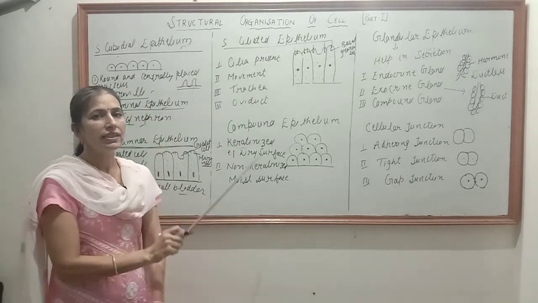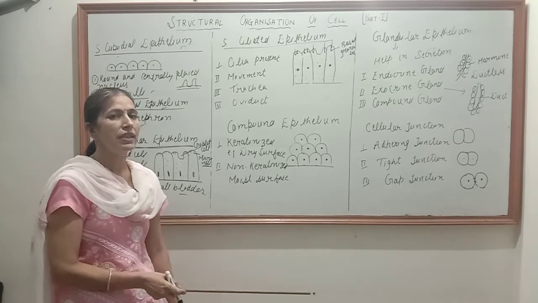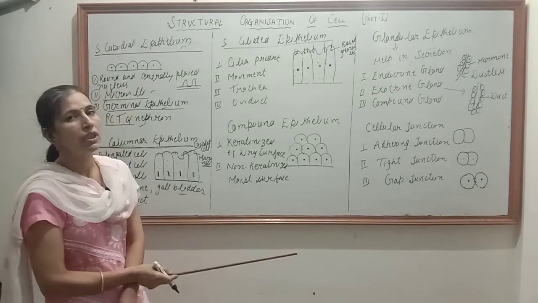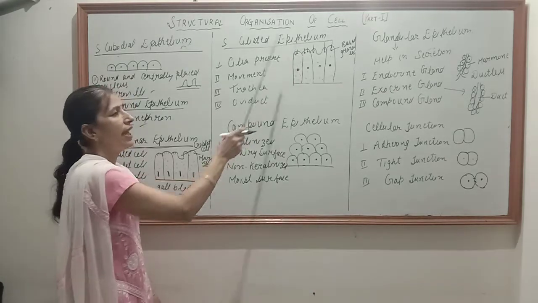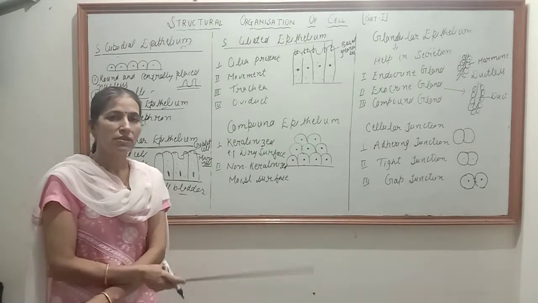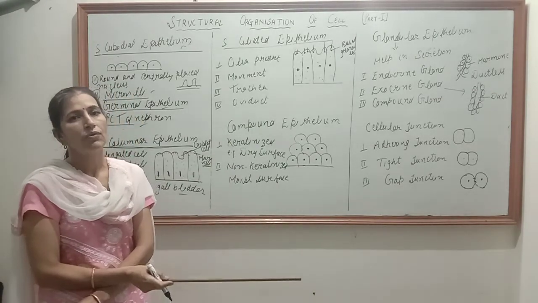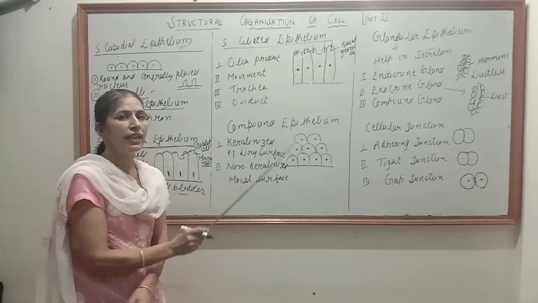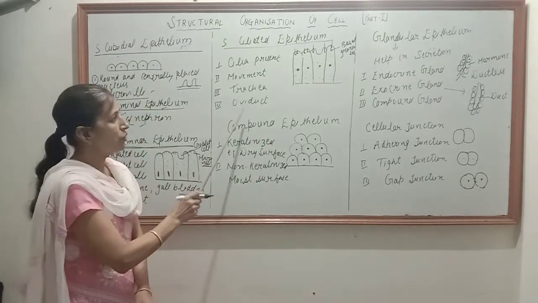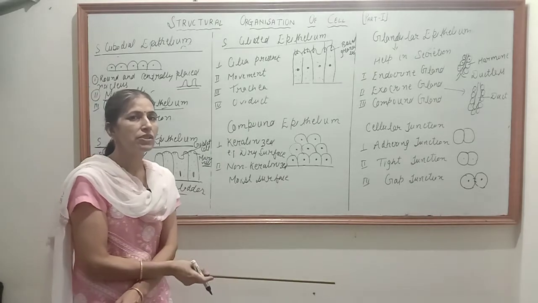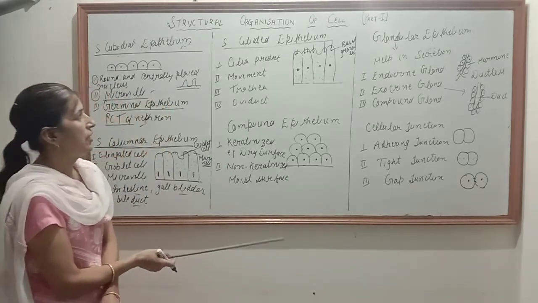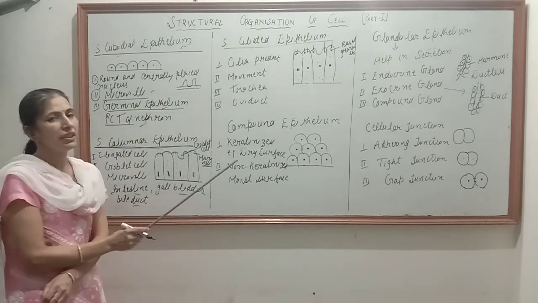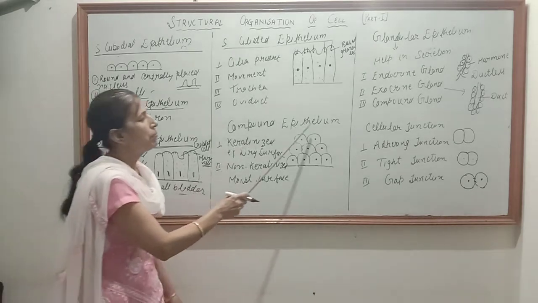When we take air inside, sometimes foreign particles also enter into our body. Then cilia help to remove these dust particles or foreign particles from our body. If they are present in the oviduct, then they help in the movement of the egg from one place to the next place. Second type of epithelial tissue is the compound epithelium.